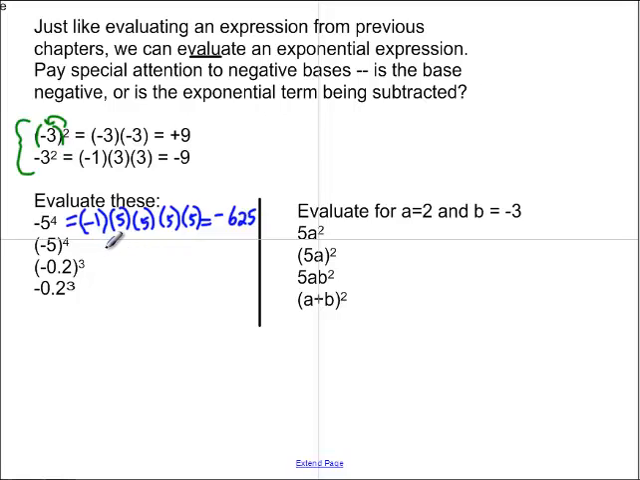Pause the video now and work on some of these yourself. See what you get and see if you compare that to what I get.